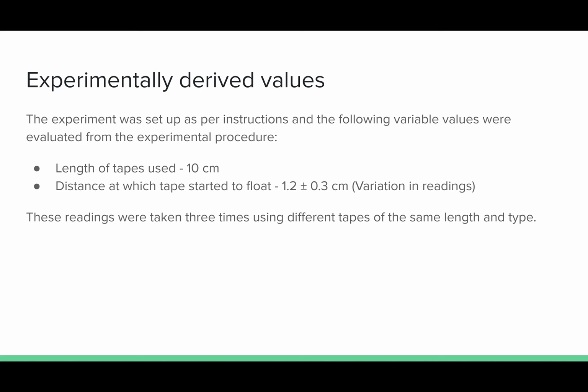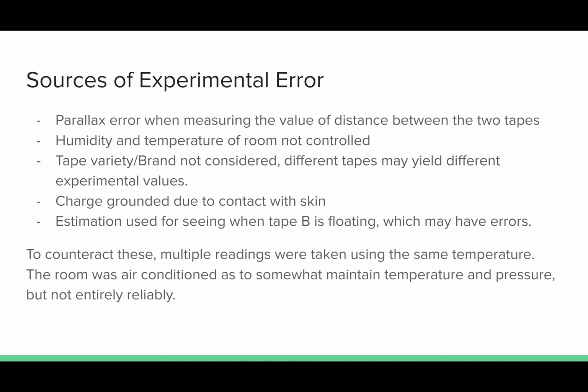length of the tapes used was fixed to be 10 centimeters. The distance at which the tape started to float was calculated to be approximately 1.2 plus minus 0.3 centimeters. These readings were taken 3 times using different tapes of the same length and type. Let's look at the source of experimental error.